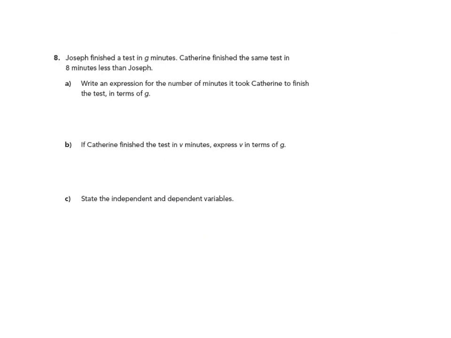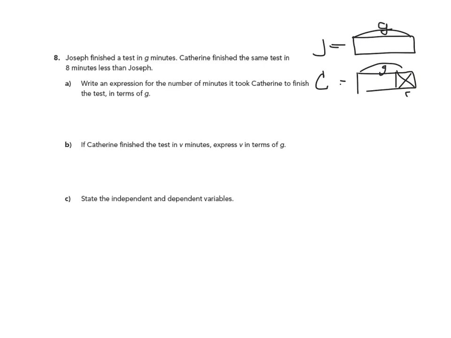For this one, we can break it down into parts. Joseph finished the test in G minutes. So I know that Joseph was done in an amount of time that we'd call G. And then Catherine finished the exact same test in less time. So Catherine, it was the same G, but without 8 minutes. So the amount of time she actually has here is G minus 8 minutes.